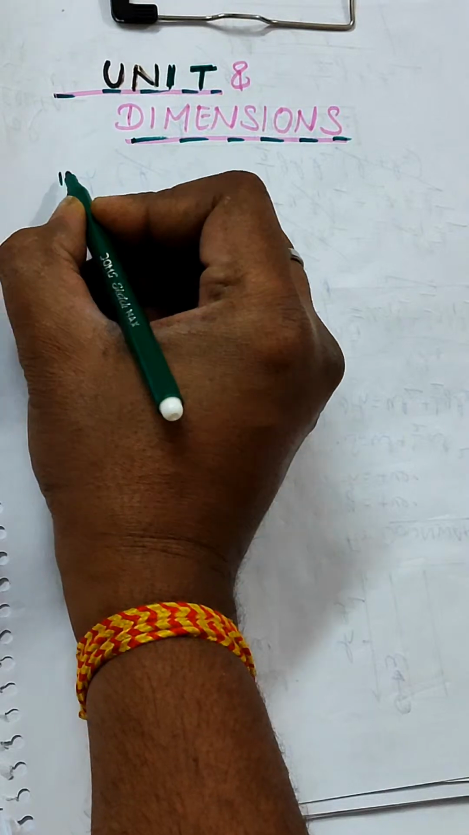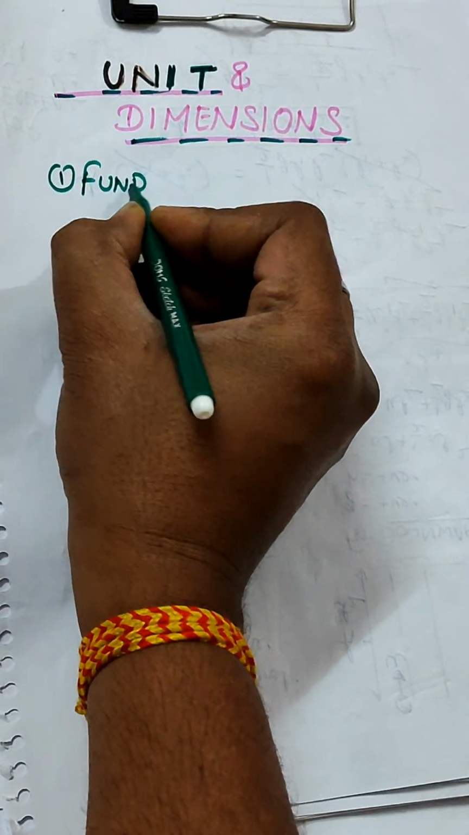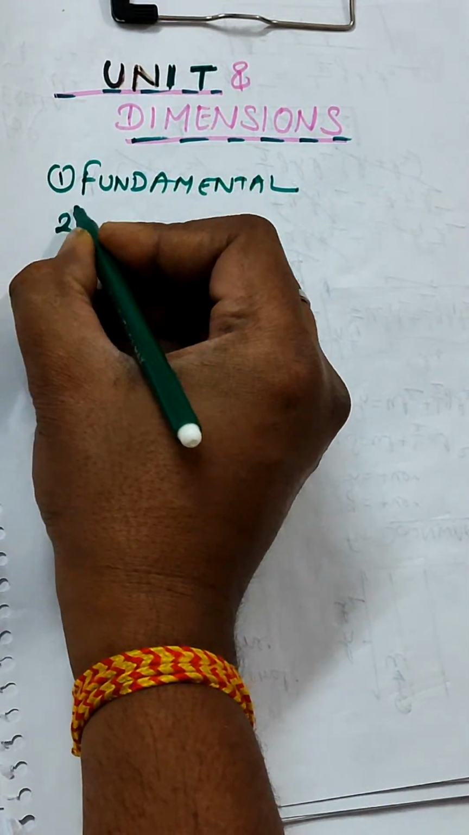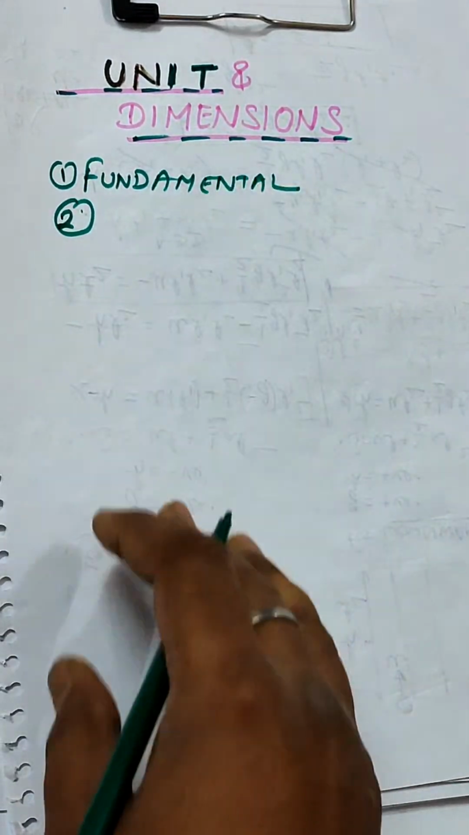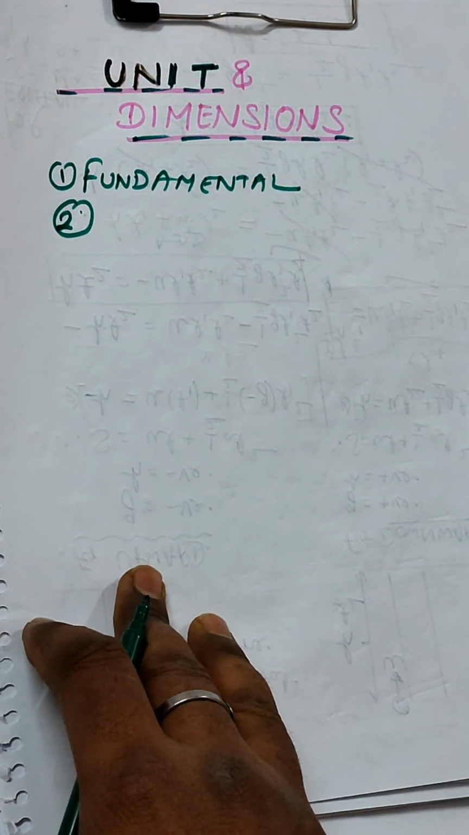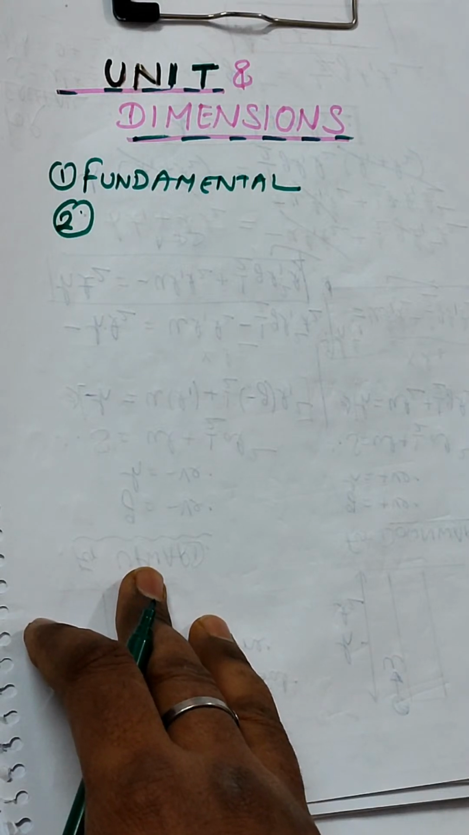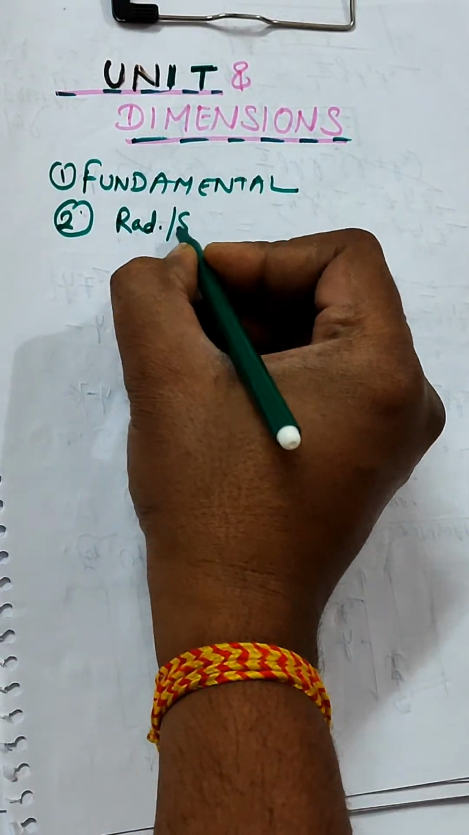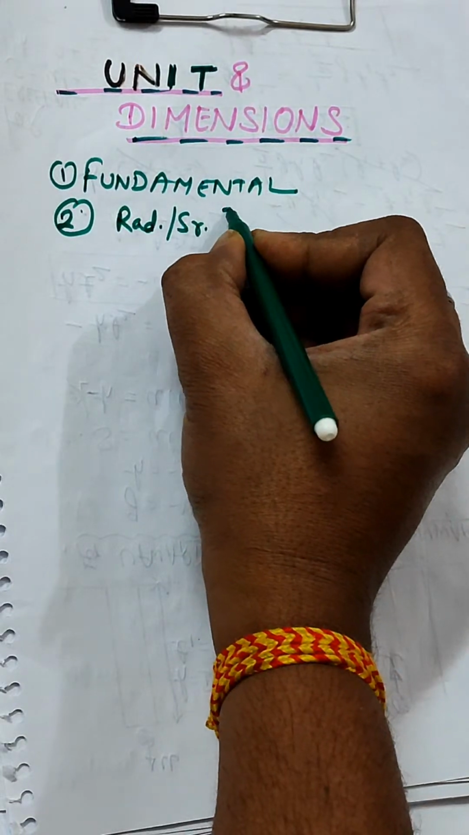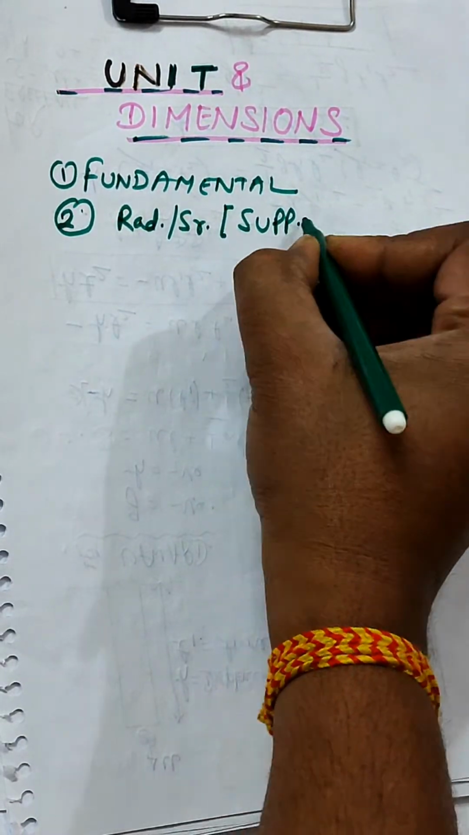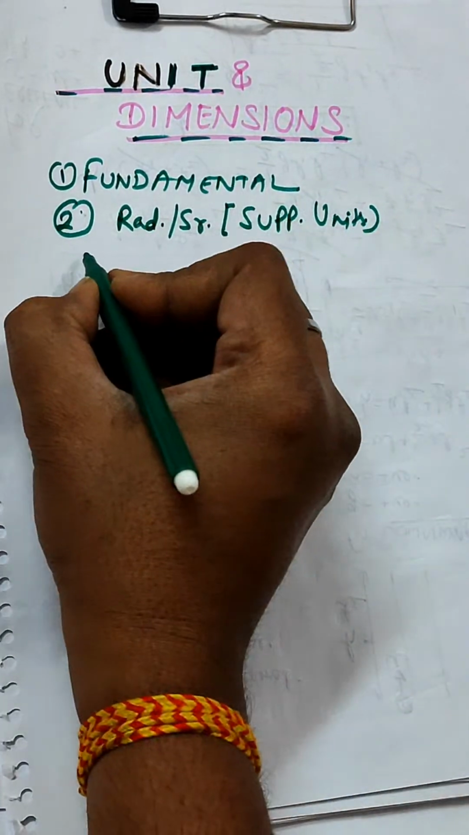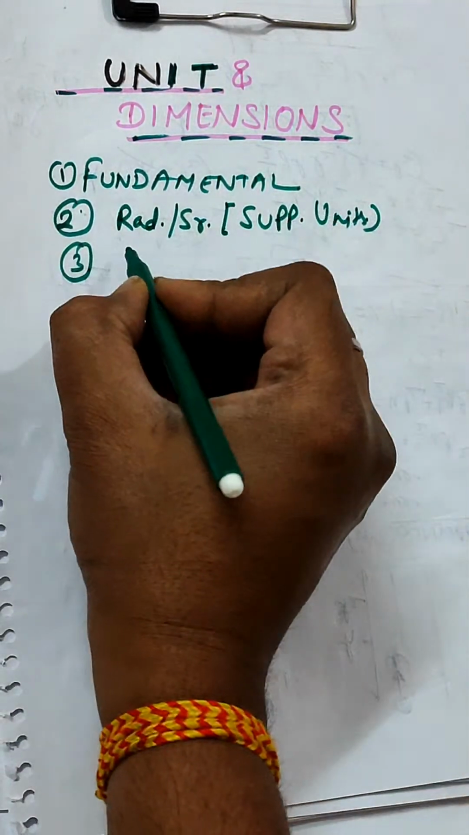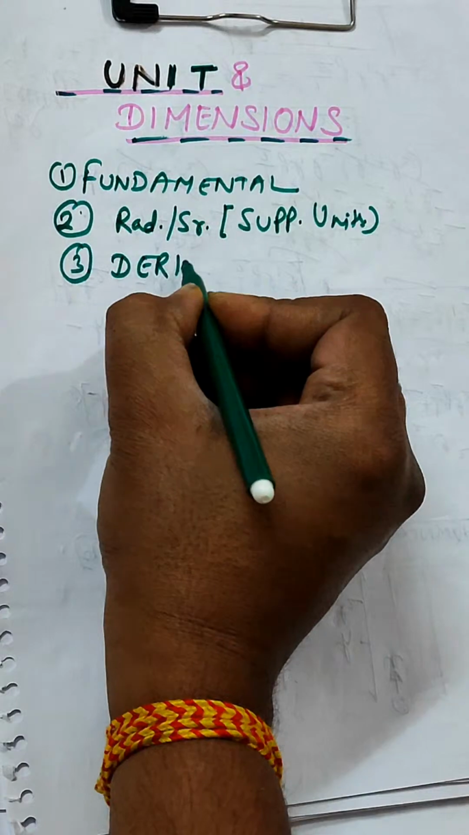So what I said, one is the fundamental unit which we have learned till now, and the other is supplementary units. There are basically two supplementary units as of now, the radian and the steradian. These are the supplementary units. And the matter of our concern, which we are going to learn today, is the derived units. Today we will cover everything from the derived units.